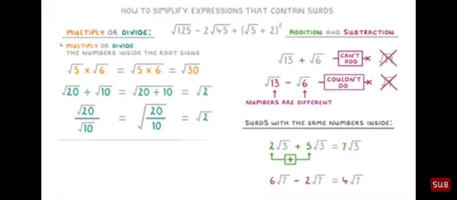The last rule is that when you multiply a surd by itself, like root 7 times root 7, the surds disappear and it becomes just 7. If it helps, you can think of it as the square root of 7 times 7, so the square root of 49, which is 7.